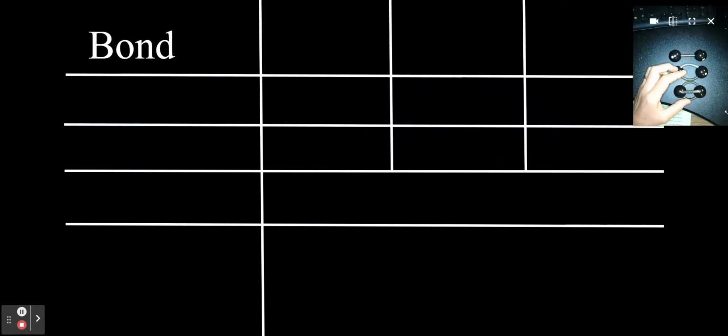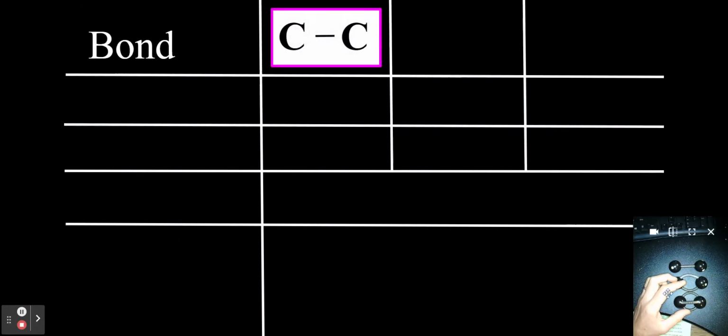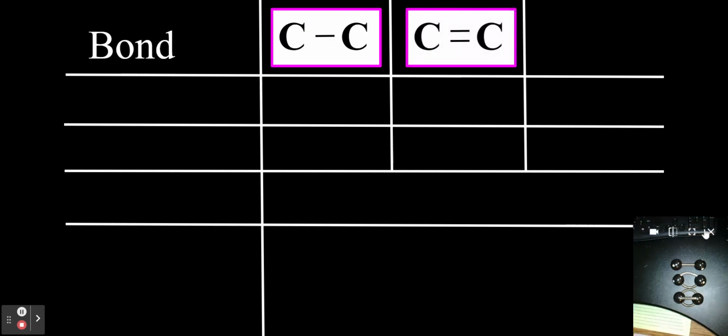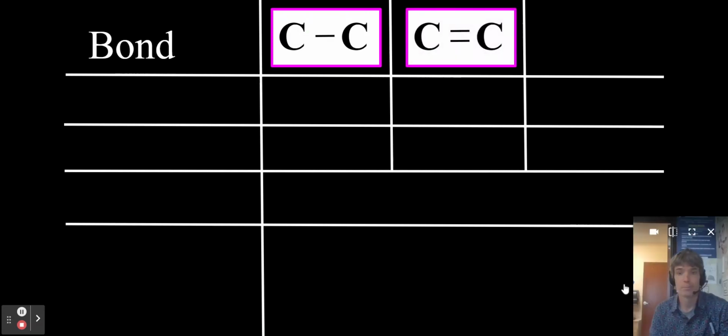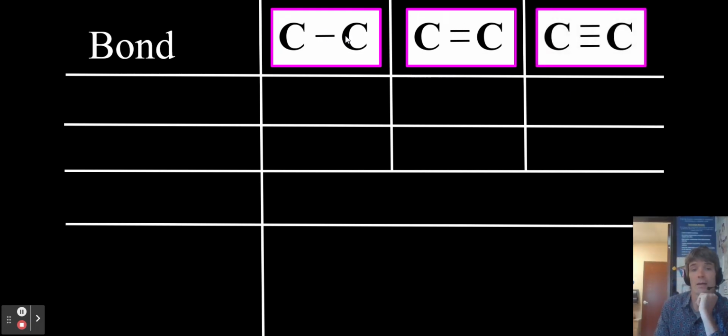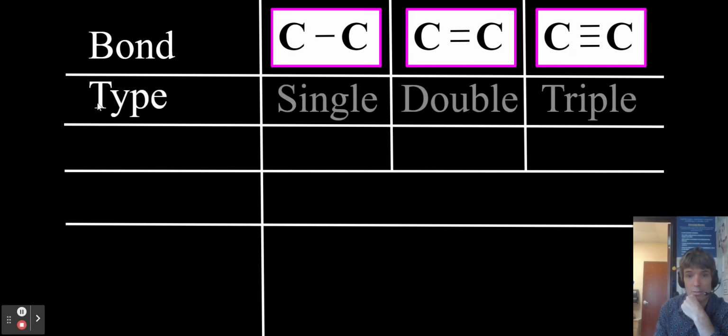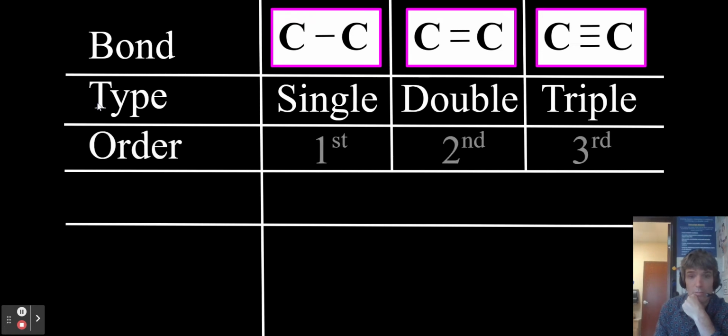Okay, so for your bonds, here's what they look like. And all right, that's the Lewis structure. I'm leaving out lone pairs, but that's kind of what they look like. The type is single, double, and triple, all right? And the order is first, second, third. The order is the number of bonding electrons minus the number of non-bonding electrons, divided by 2. And we're not going to get into the theory part of the order within this video. If need be, I'll save that for a different video.